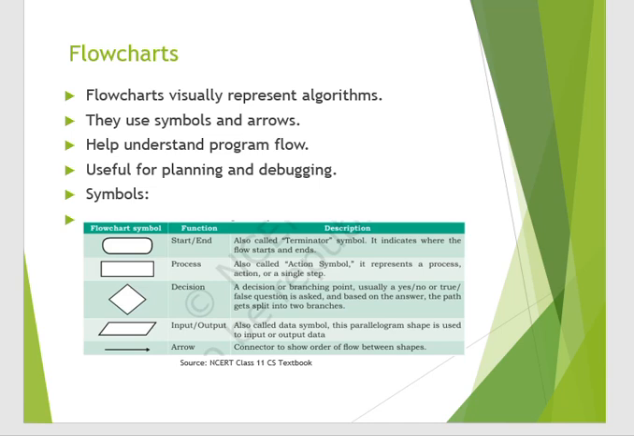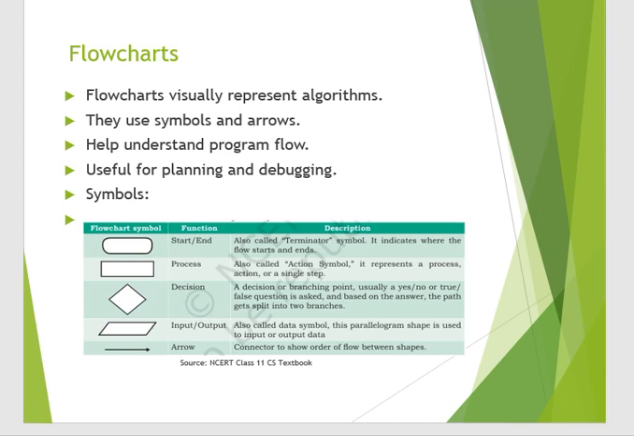The next one, that is a rectangle, is for process, also known as action symbol. It represents the process, action, or a single step. The third one is a rhombus, or you can say it is a decision box. A decision or a branching point usually has a yes or no, or you can say true or false question is asked, and based on the answer the path gets split into two branches.